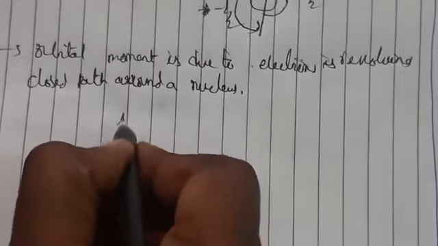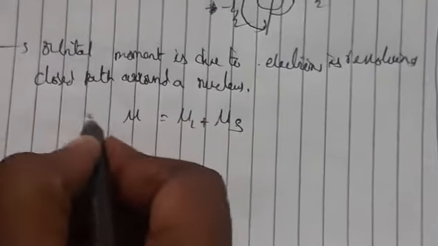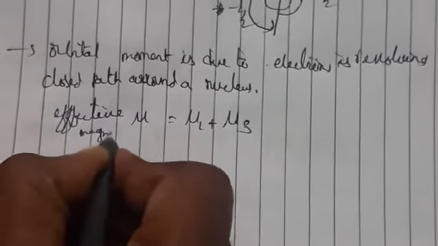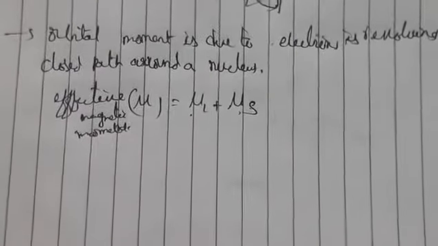So here the effective magnetic moment is obtained by adding the magnetic moment due to motion and also due to spinning. So the effective magnetic moment means mu is equal to mu L plus mu S, where mu L is the orbital magnetic moment and mu S is the spin magnetic moment.